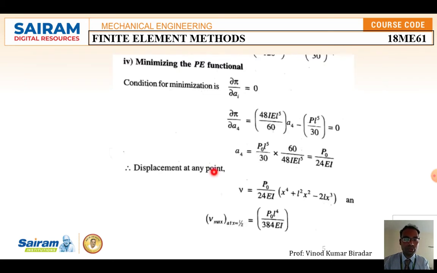After substituting the a4 value you are going to get v, which stands for displacement, is equal to p naught by 24 EI times x to the power of 4 plus L square x square minus 2L x cube. So then deflection at midpoint is equal to what? Total length is L and the middle point is x is equal to L by 2. Substitute x is equal to L by 2 in this equation. You are going to get maximum deflection at the middle point is equal to p naught L to the power of 4 divided by 384 EI. This is the formula for deflection at the middle point for a beam subject to a uniformly distributed load, with both ends fixed.